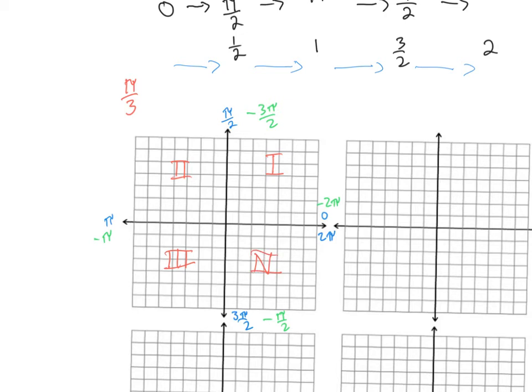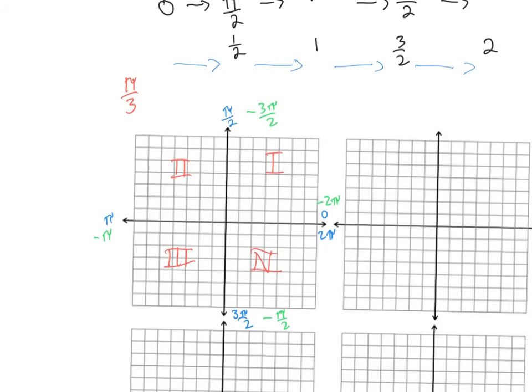Pi over 3, we're going to start here always at this line. This is a positive number. It is pi over 3, which is 1/3. 1/3 is less than 1/2. So I know it's going to be somewhere in here. Doesn't have to be exact. So I know this is going to be in the first quadrant.